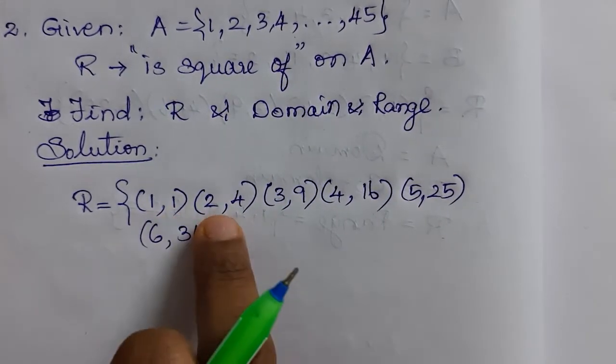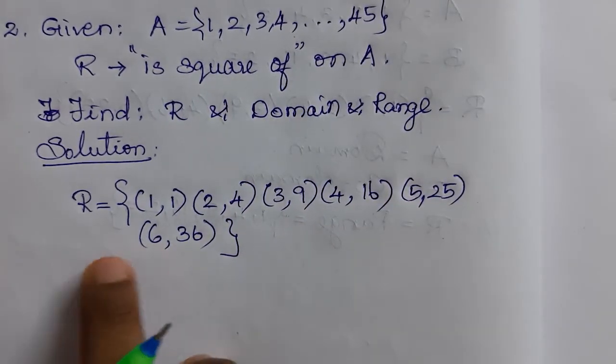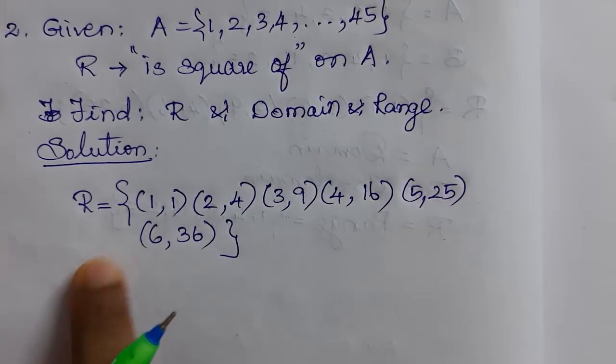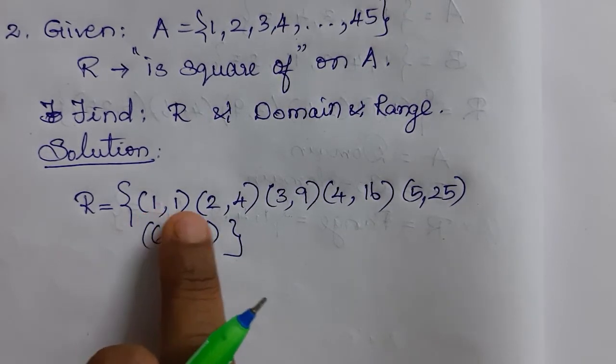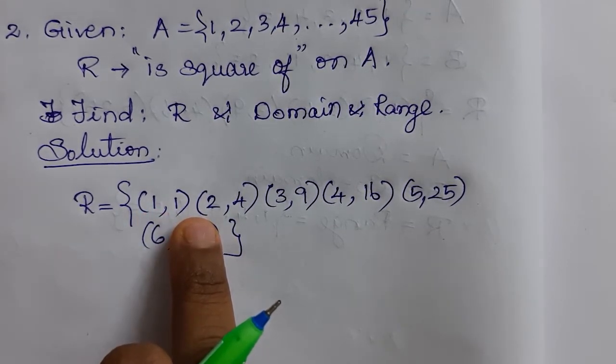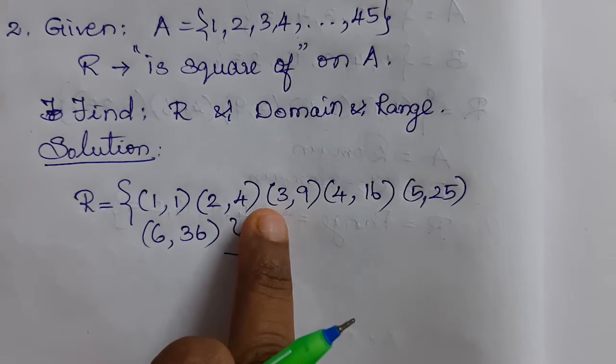So (1, 1), (2, 4), (3, 9), (4, 16), (5, 25), (6, 36) is the relation. Where 1, 2, 3, the first elements, belong to set A and the second element is related how? As square numbers. So they are square numbers and that is how it is related.